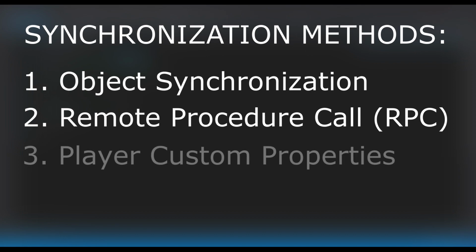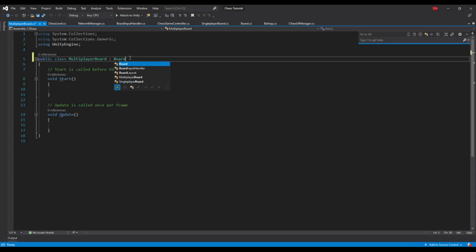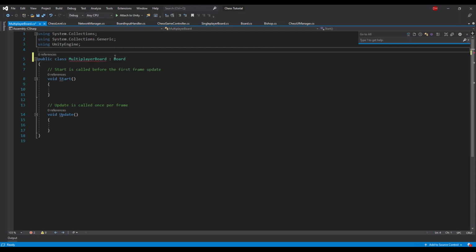And the third option, setting custom properties. We have seen it already, best used for rare updates like changing player state. Probably the best option for our multiplayer board is going to be an RPC, so let's take a look at how it works. So back in the multiplayer board script, let's inherit the board class and implement the abstract methods.